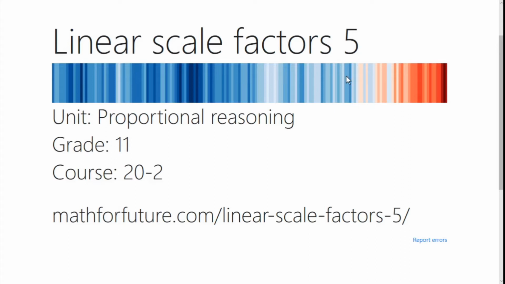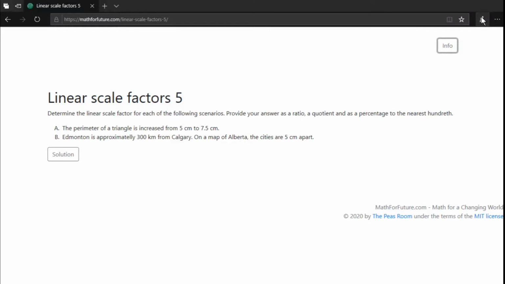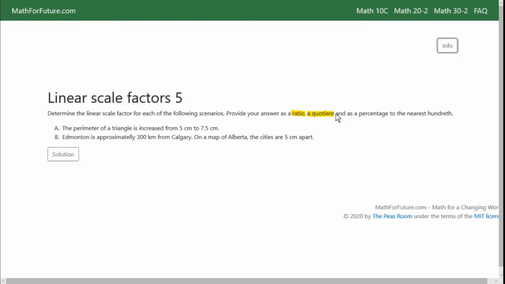We're going to be doing linear scale factors. Determine the linear scale factor for each of the following scenarios to provide your answer as a ratio, a quotient, and as a percentage to the nearest hundredth. In scenario A, the perimeter of a triangle increased from 5 centimeters to 7.5 centimeters.